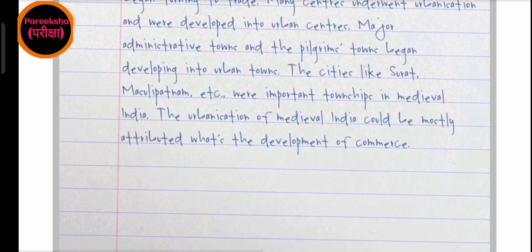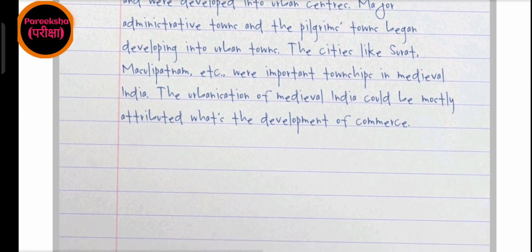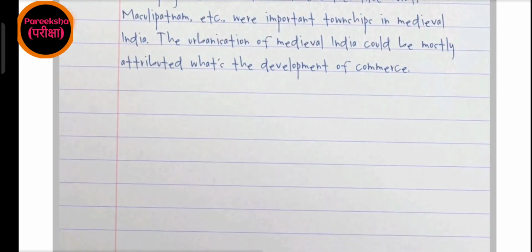Major administrative towns and pilgrimage towns began developing into urban towns, and cities like Surat, Masulipatnam, etc. were important townships in medieval India. The urbanization of medieval India could be mostly attributed to the development of commerce.